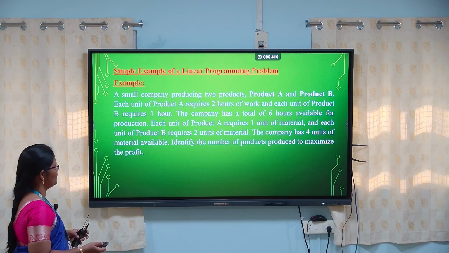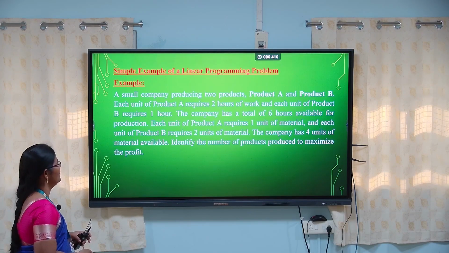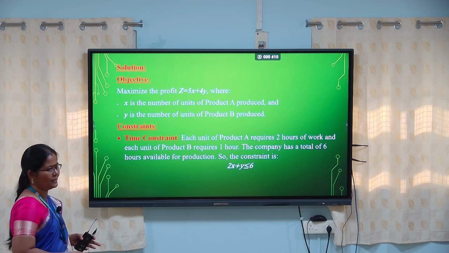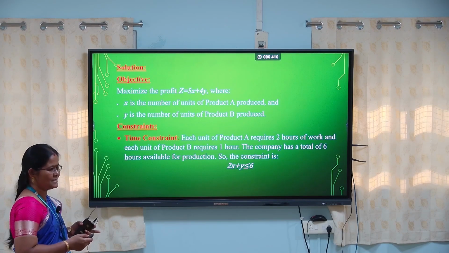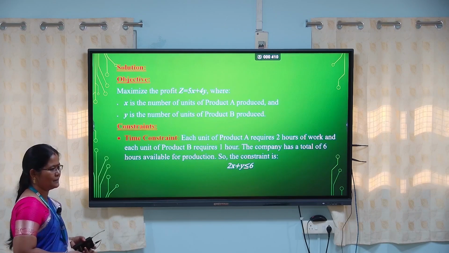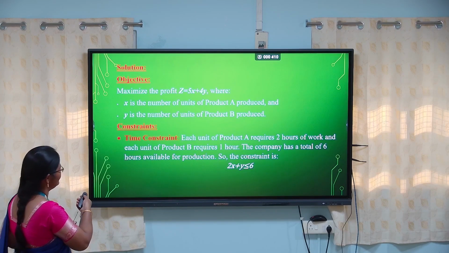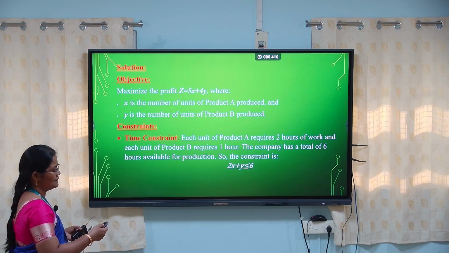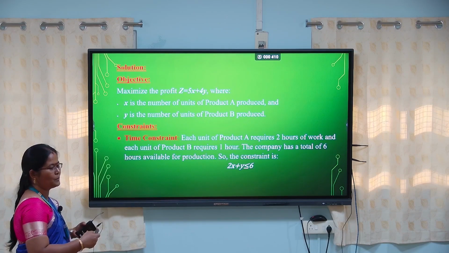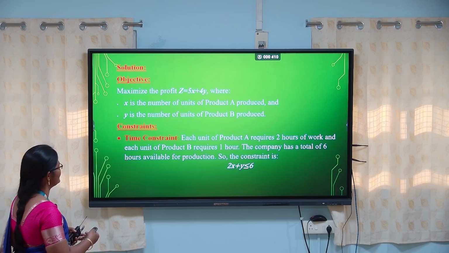Identify the number of products produced to maximize the profit. This is the problem. Now the problem is converted into a linear programming problem. First we have to decide what the decision variables are to construct a linear programming problem. Here the problem is a maximization problem because our aim is to improve the profit, or get more profit. Maximize the profit, z equal to 5x plus 4y.